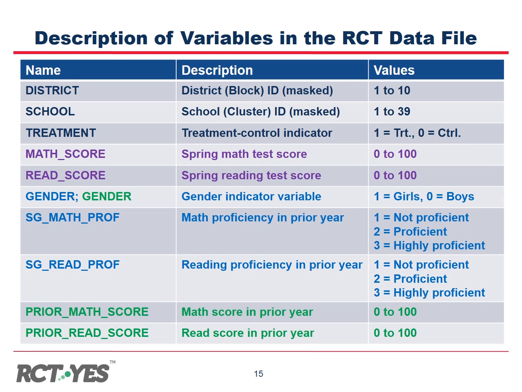The variable gender, which is used for both the subgroup analysis as well as the covariate, is coded as 1 for girls and 0 for boys. The subgroup variable math proficiency in the prior year is coded as 1 as not proficient, 2 as proficient, and 3 as highly proficient, and similarly for the reading proficiency subgroup. The variables in green, prior math score and prior read score, represent the covariates that are used for the analysis.